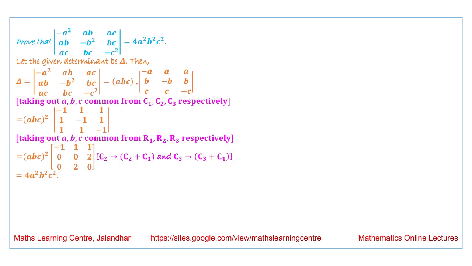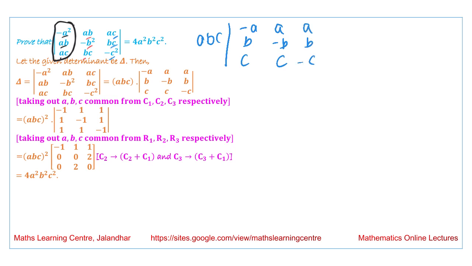Next we have to prove that this determinant is equal to 4 times a square, b square and c square. If we look at the values over here, from column 1 we can take a common, from column 2 we can take b common, and from column 3 we can take c common. So what we obtain is abc and the determinant of minus a, b, c; a common, b common, it is a, minus b, c; and from the last one c common, so we are left with a, b and minus c.